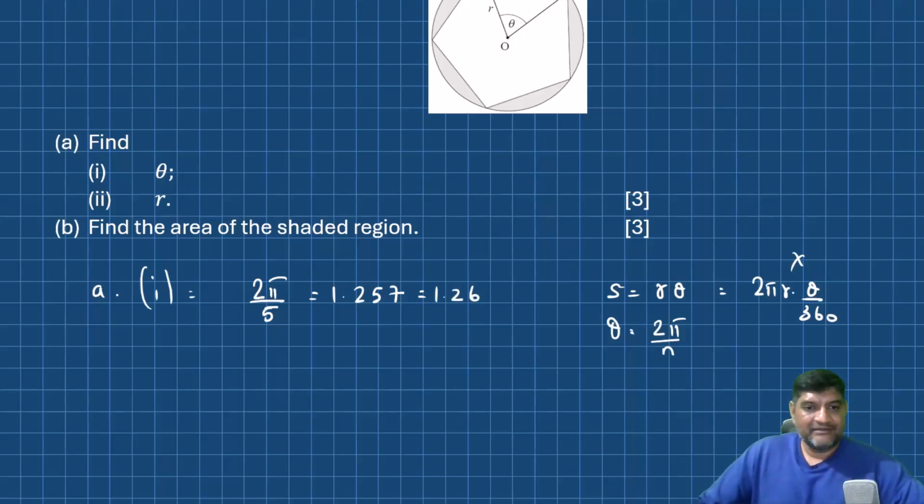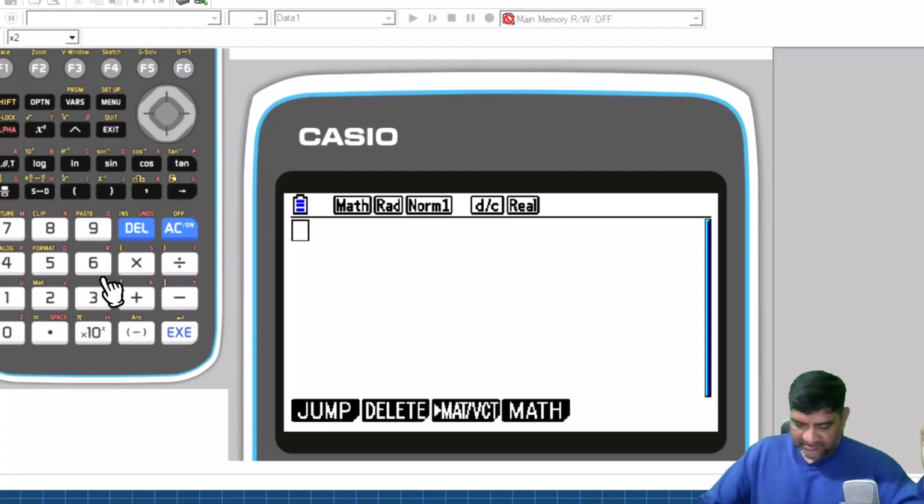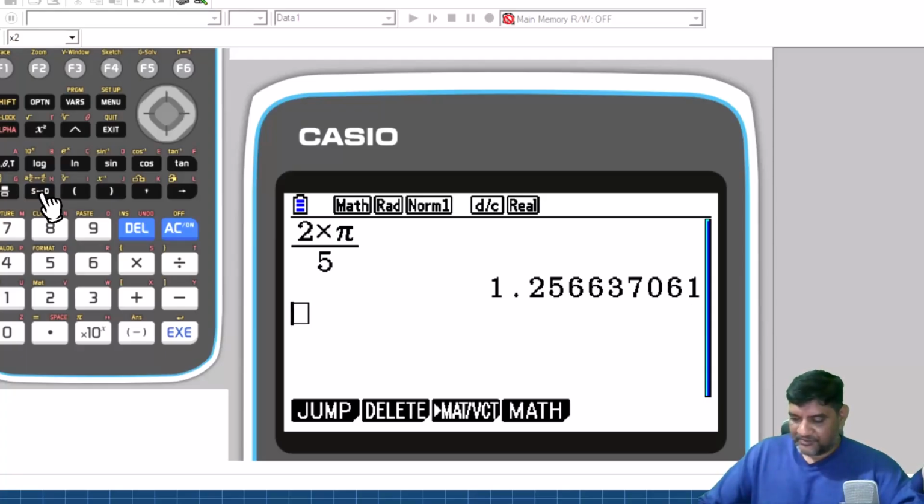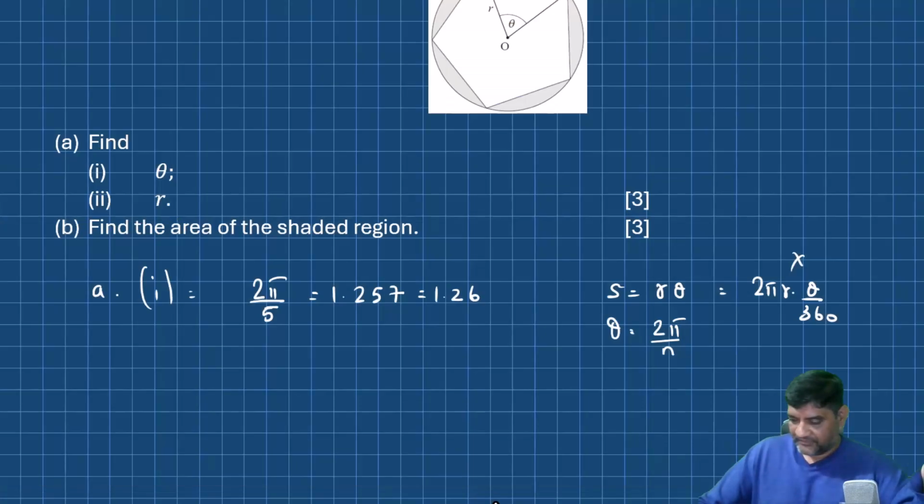So let's see how to do that in CG50. Under run matrix, let's enter a pi. Let's go for the fraction first. 2 multiplied with pi, shift and that, going to the denominator, enter 5, and then we hit this button which says decimal to fraction. So that's going to be 1.256, same thing. So 1.26.